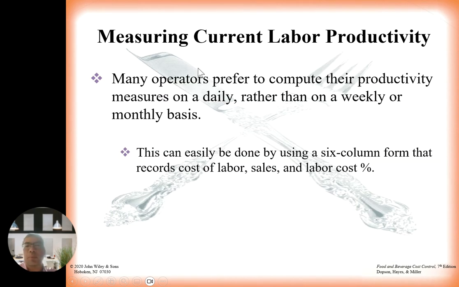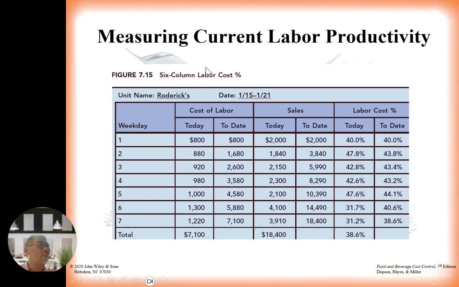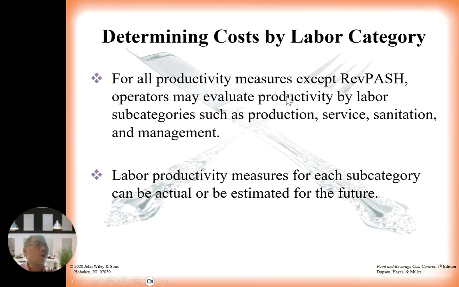In terms of measuring current labor productivity, many of us prefer to compute productivity measured daily rather than weekly or on a monthly basis. This can easily be done by using a six-column form that records cost of labor, sales, and labor cost percentage. This will give you an example of current labor activities in terms of cost of labor, sales, and labor cost percentage. For all the productivity measures except RevPASH, an operator may evaluate productivity by labor subcategories such as production, service, sanitation, and management. Labor productivity measures for each subcategory can be actual or estimated for the future.